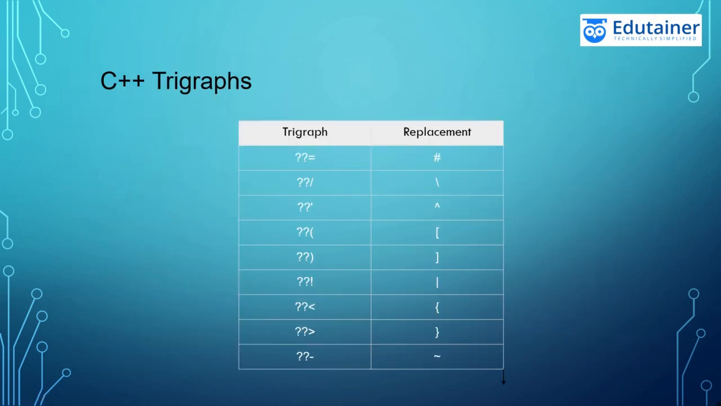Trigraphs. What is a trigraph in C++? It is another representation of characters like hash, backslash, curly braces, and open curly brackets. It means you can also use this as a replacement of hash. So these are the C++ trigraphs.